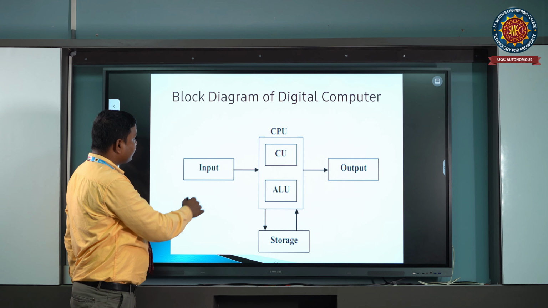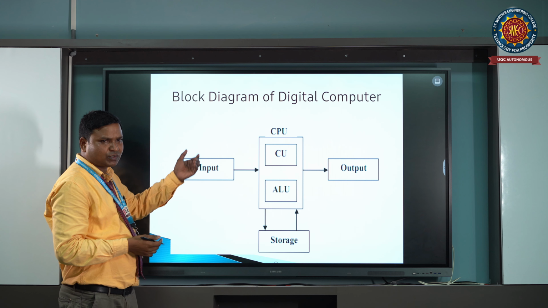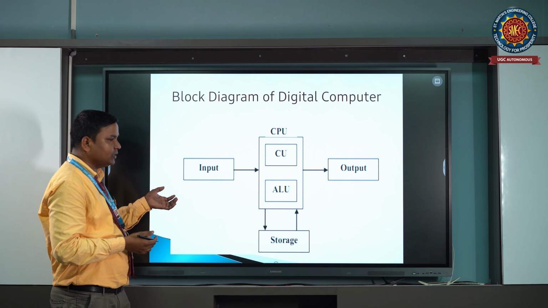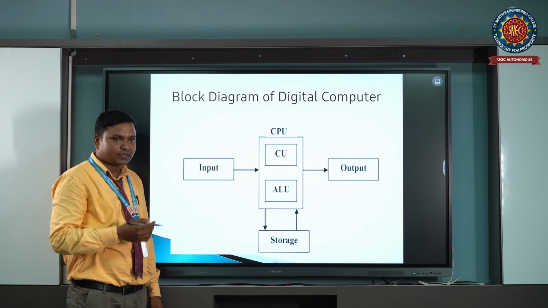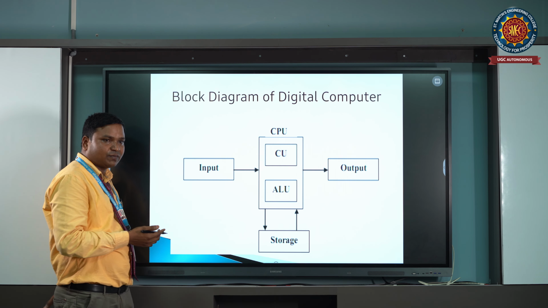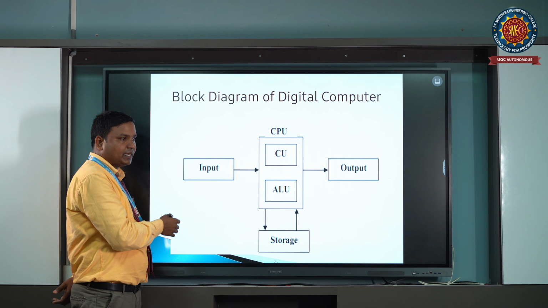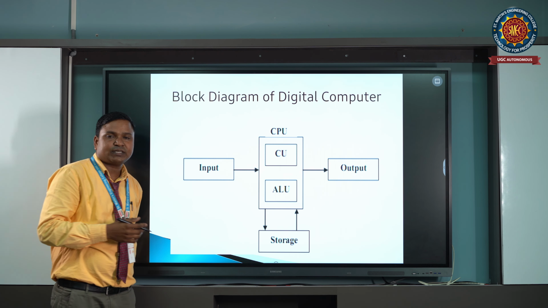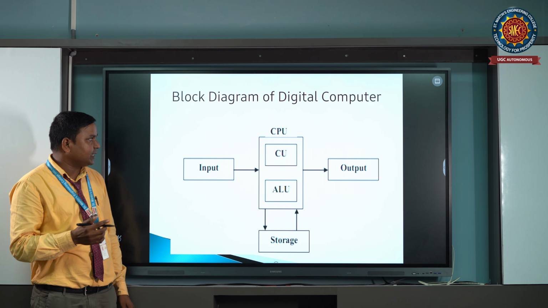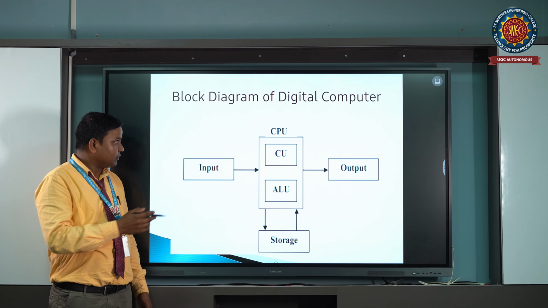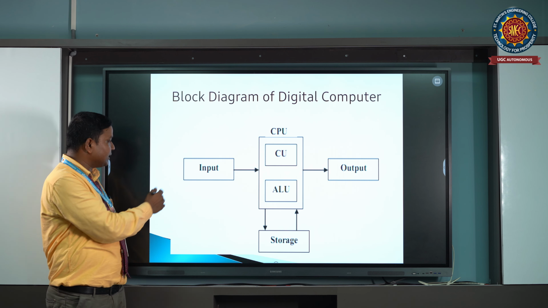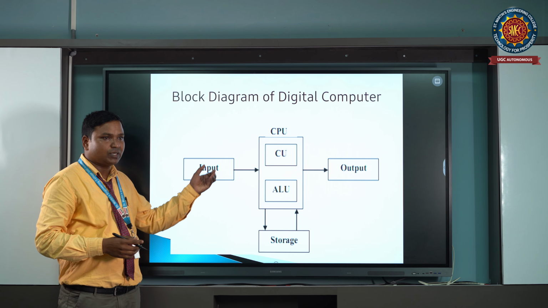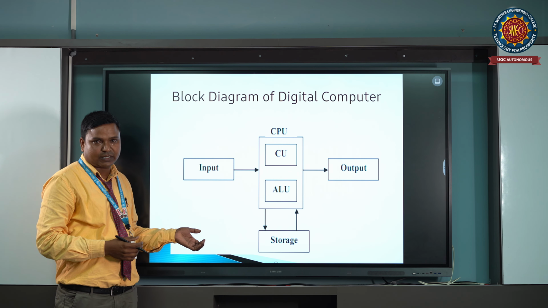So this is the block diagram of the computer, a digital computer. Why is it called digital? The system will understand only zeros and ones. Which language will the system understand? It is nothing but machine language. The system understands only machine language. Here, in the digital computer, we use zeros and ones, so that's why it is called a digital computer.